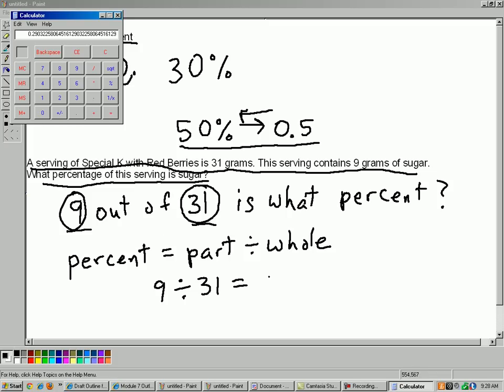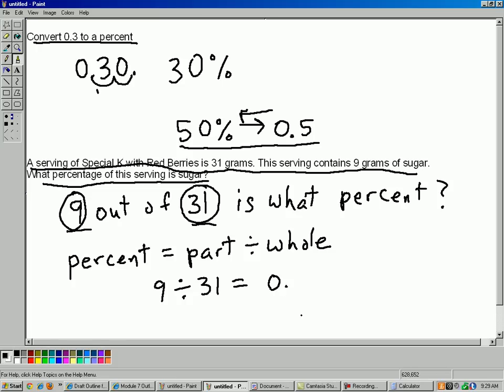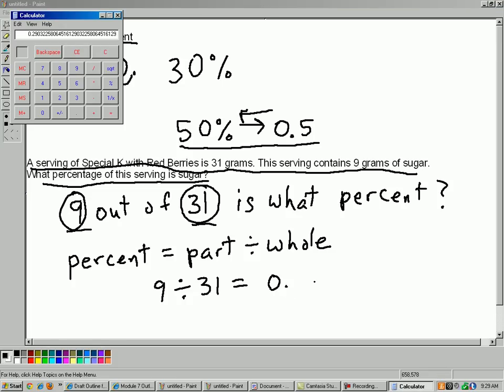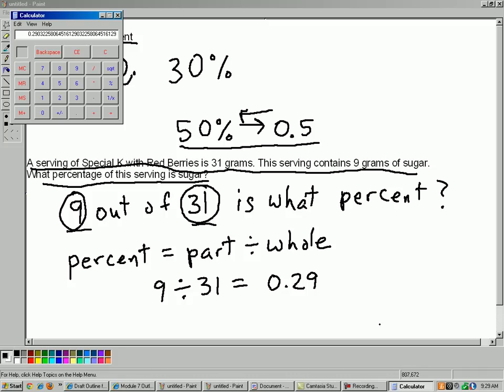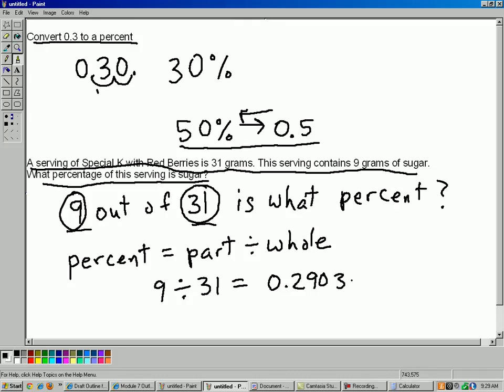You don't really need all those digits. So just round off. So we've got 0.290322, and round off to whatever you want. Usually 2 digits is good, or 3 digits. I'll just do 2 digits. Okay, so cut it off right there. Move the decimal point 2 places over, 1, 2, so it's 29%. So the answer is Special K red berry cereal is 29% sugar.